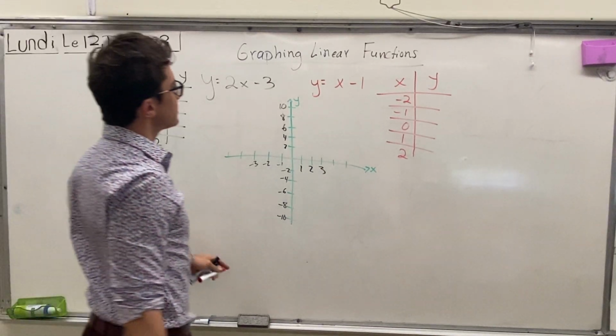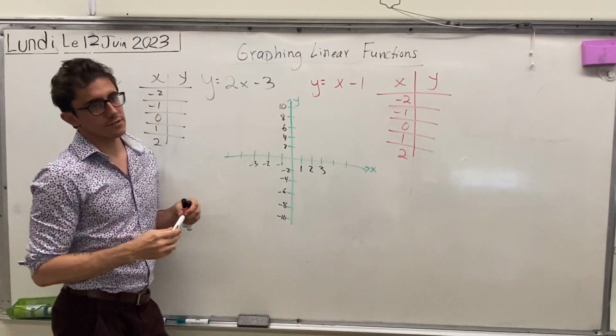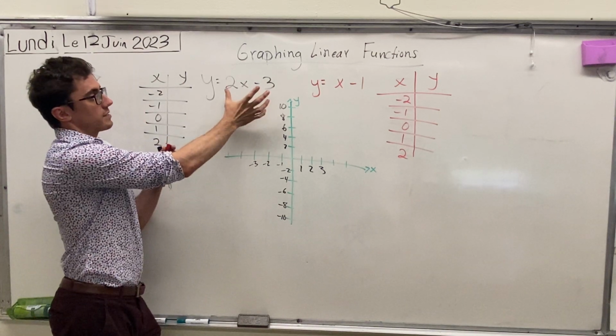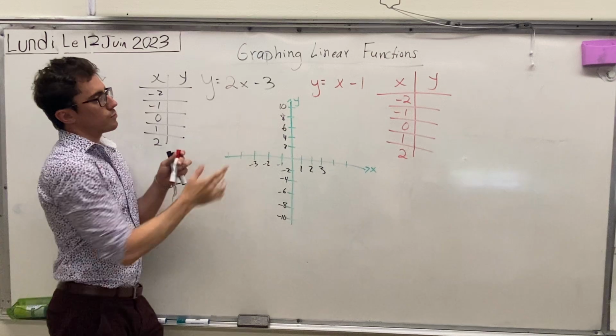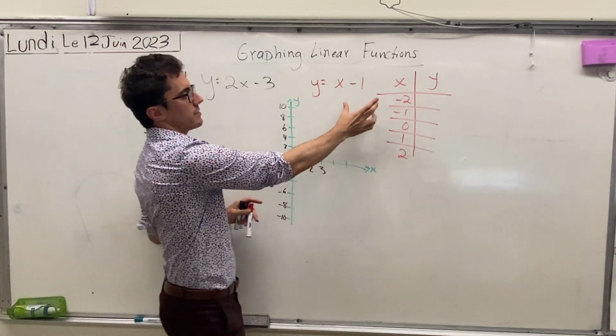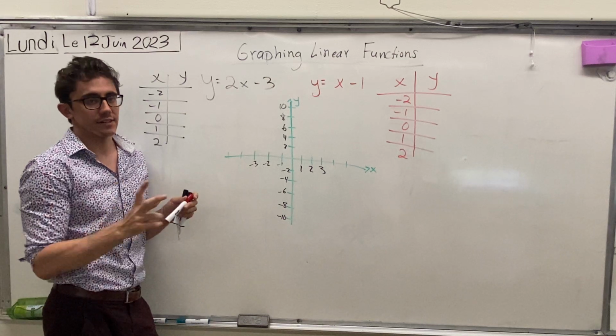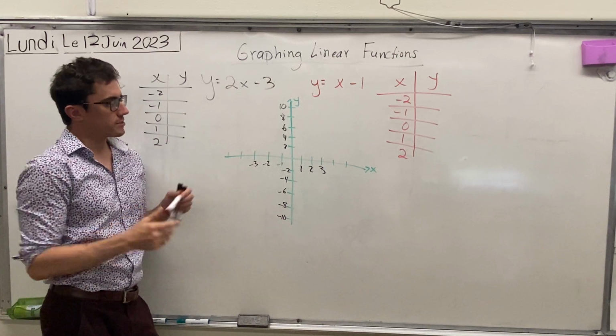Good afternoon, everyone. Today we're going to do a video on graphing linear functions. So this is for Math 8. We're going to graph on one side in black the equation y is equal to 2x minus 3, and here in red we're going to graph y is equal to x minus 1, and look at the similarities and differences between the two functions. So here's our graph.